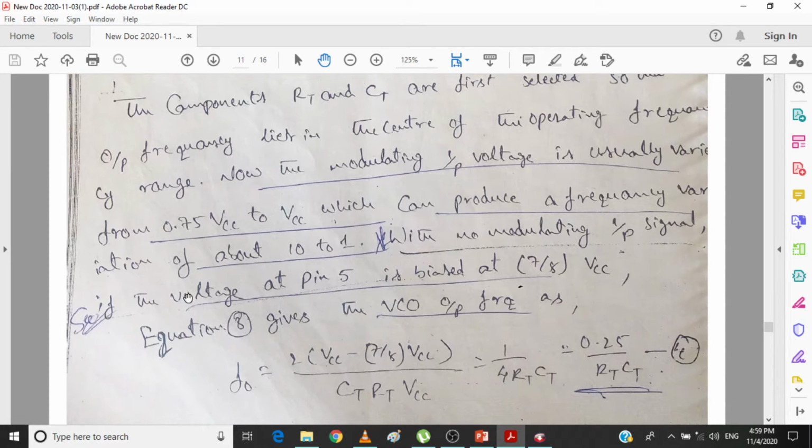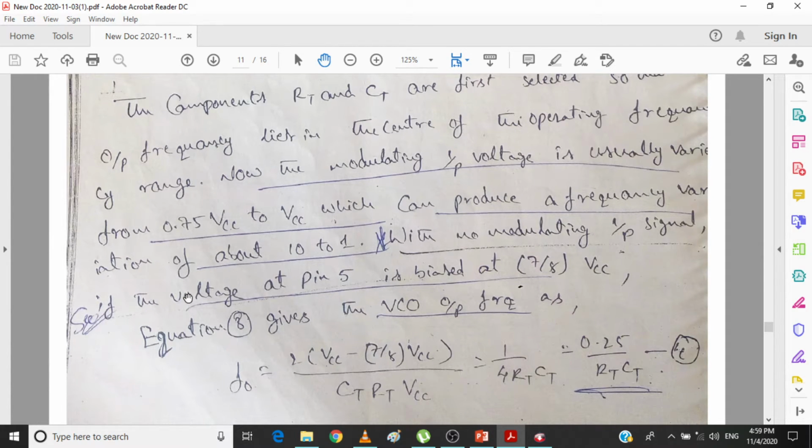But if you are not fixing the VC value, then f0 depends on RT, CT, VCC and VC. But as we know, we can't change the RT and CT every time, but we can change the VC value, which is the modulating input voltage. Finally, we are supposed to define one factor in the voltage controlled oscillator case.